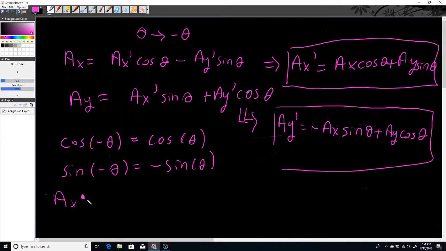what the original formulas for a of x and a of y are, minus sine of theta, in terms of a of x prime and a of y prime. The formulas for a of x and a of y in terms of a of x prime and a of y prime. Theta, of course, being the angle at which the coordinate system was rotated.